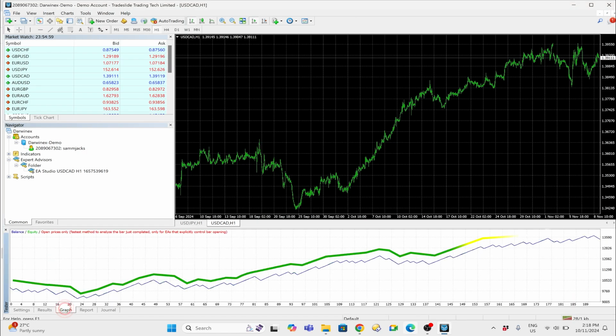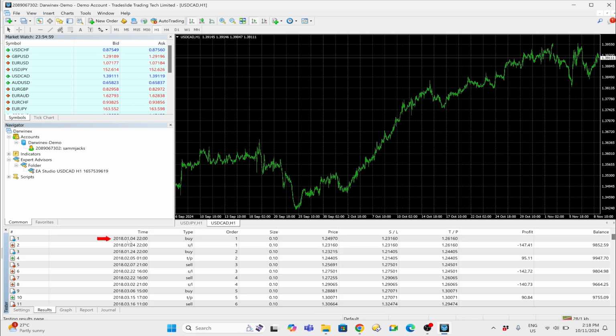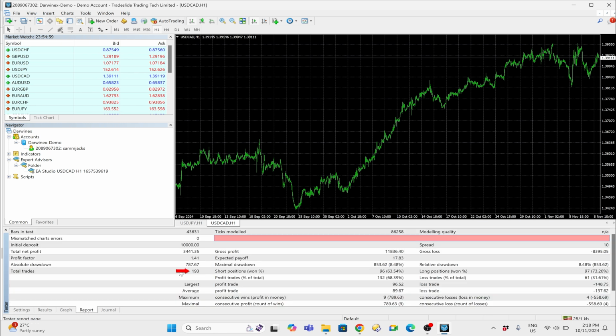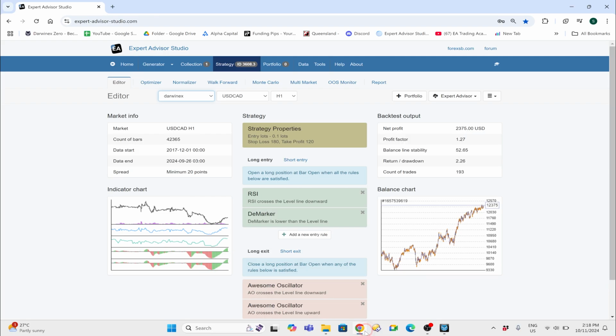And we've got a good graph. We've started opening trades from the beginning pretty quickly, 2018, all the way up to the end. So we've got all that data. Our report's saying we've got 193 trades. I mean, we wouldn't expect it to be exact, but profit factor 1.27.